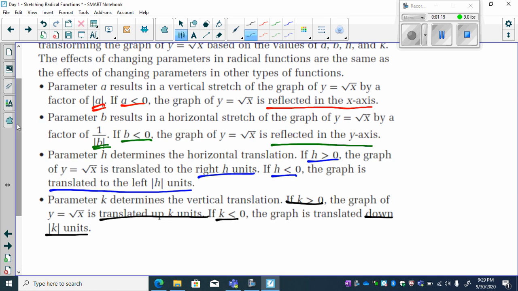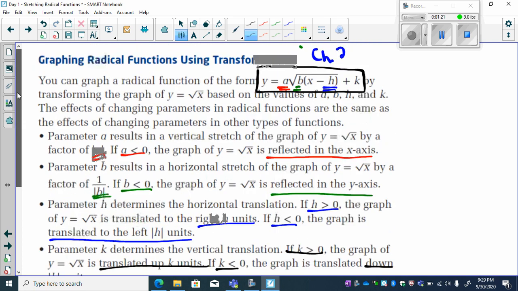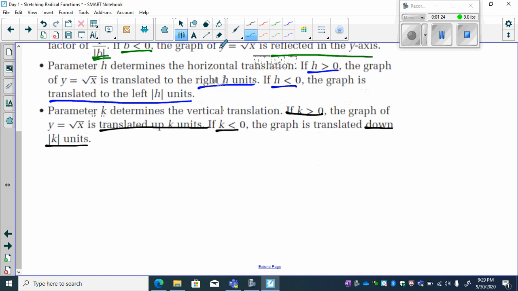All right, so it's all the same as what we were doing in chapter 1. I will get you to take this information down for this chapter. We're going to start discussing domain and range a little more.